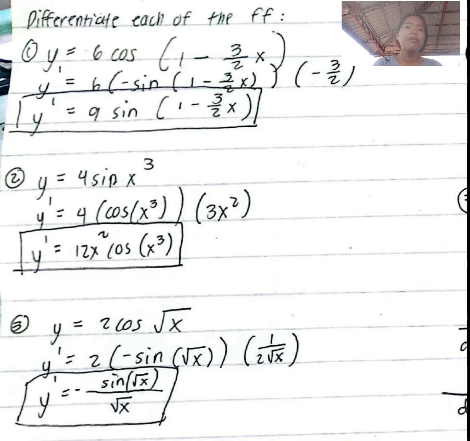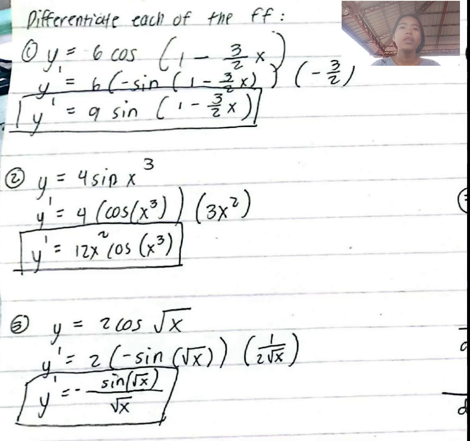Then differentiate the inner function. The derivative of x cubed is 3x squared. Then multiply the results. So we will obtain y' = 4 cos x cubed times 3x squared. So simplifying, we will get y' = 12x squared cos x cubed. This is the derivative of the second function. Now we consider the third function.